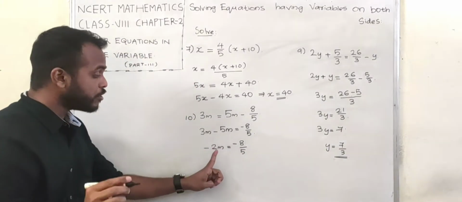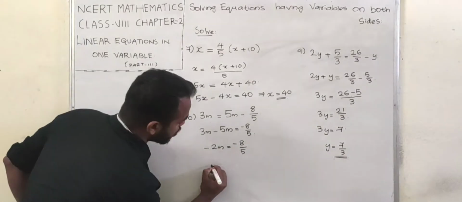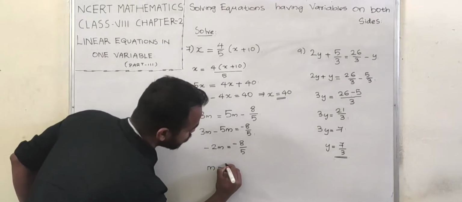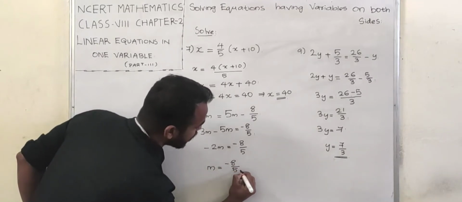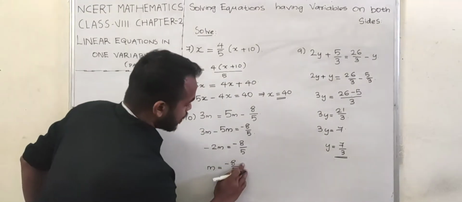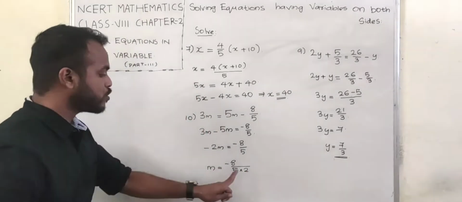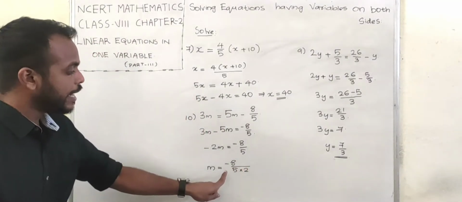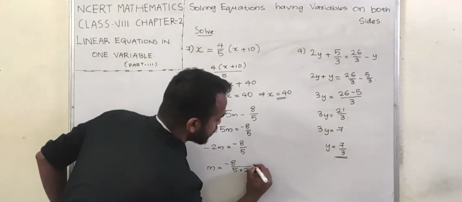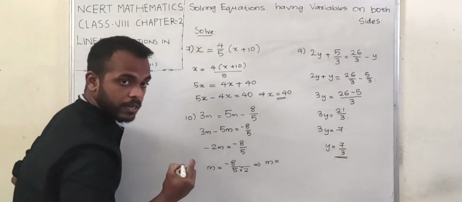Now all you need to do is take this minus 2 to the right hand side. So what will it give? m is equal to minus 8 by 5 into this minus 2, which must be taken to the right hand side. So it will become division. This 2 can be taken to the denominator along with 5. So you will get m is equal to, there is a negative symbol.